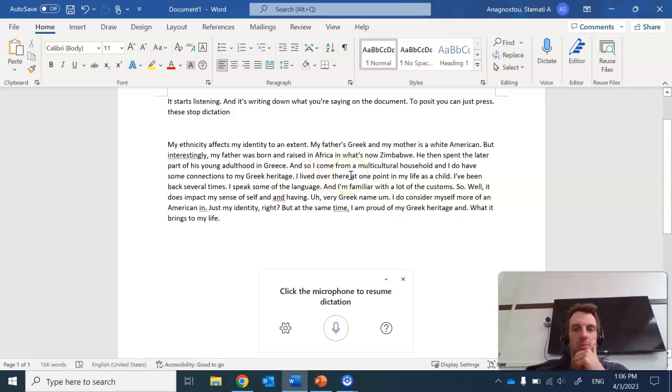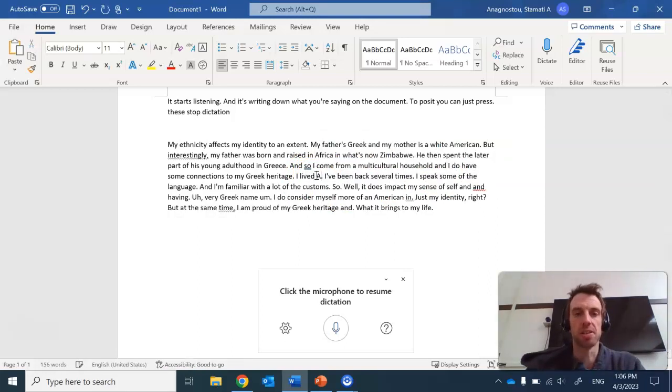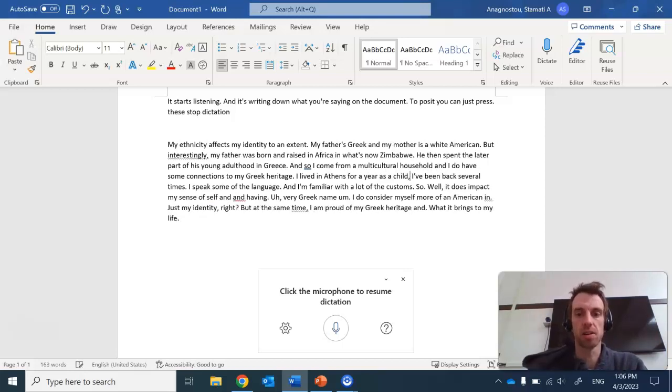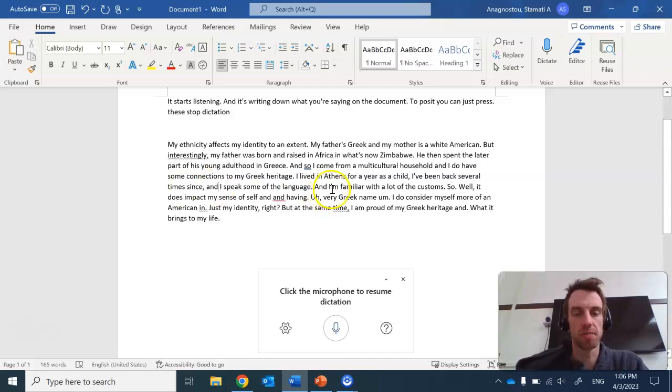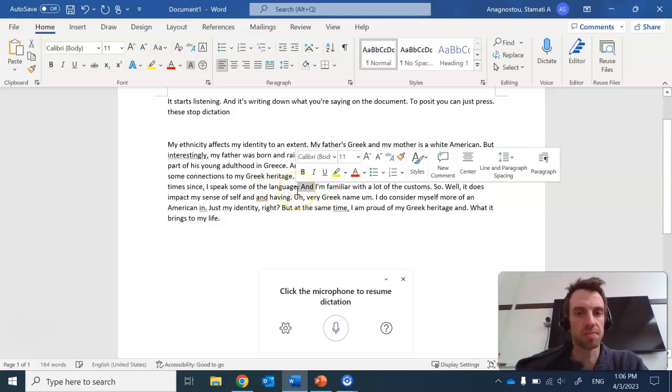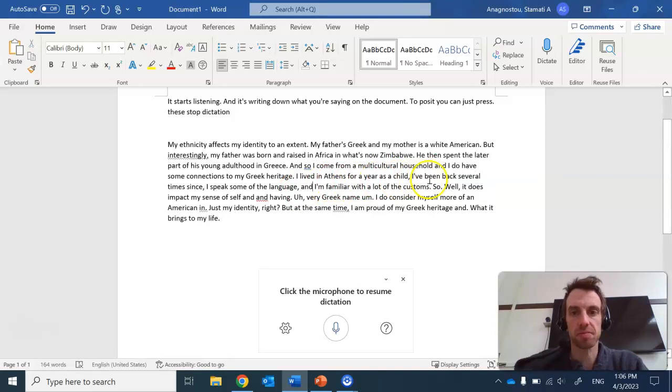I lived over there at one point in my life as a child, so I'm going to clarify that. I'm going to be more specific for one. I'm going to say I lived in Athens for a year as a child. I've been back several times since, and I speak some of the language. I speak some of the language, and I'm familiar with a lot of the customs.